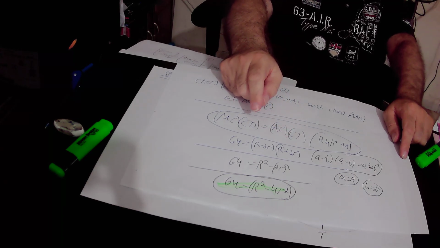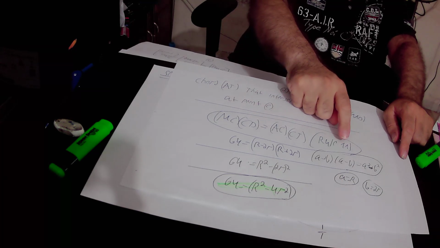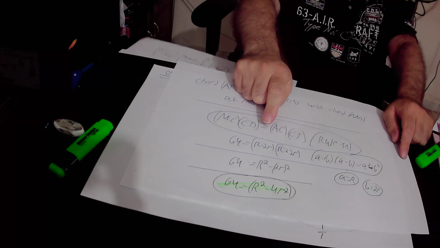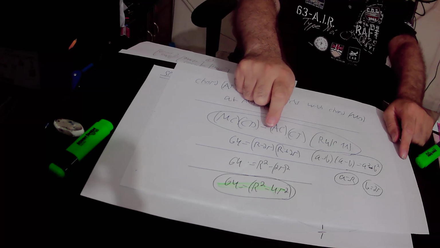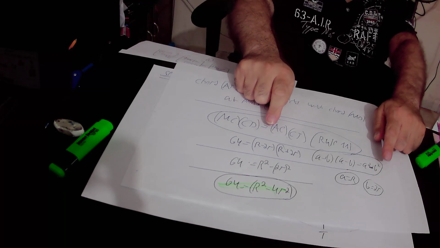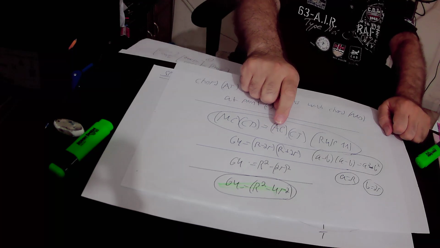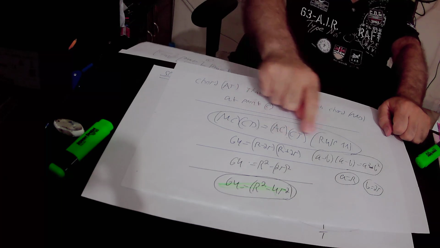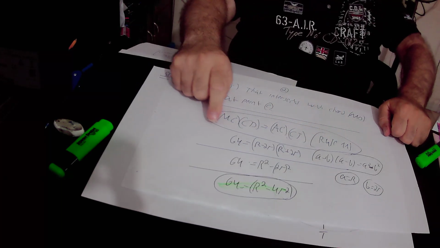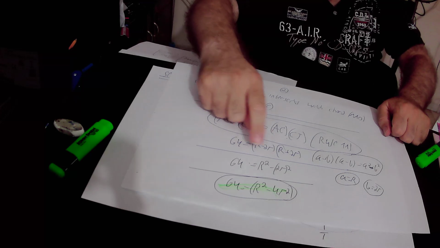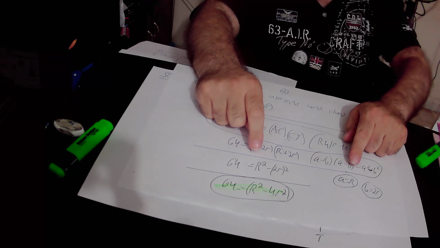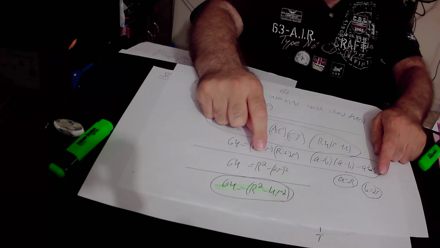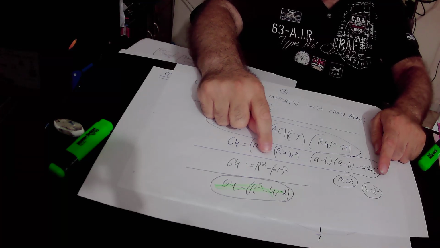And according to the algebraic identity that A plus B times A minus B equals A squared minus B squared, in our specific expression, A equals capital R and B equals 2R. According to the identity, this expression must be equal to A squared minus B squared. A is capital R, therefore A squared is capital R squared. B is 2R, so minus B squared is minus 2R squared.